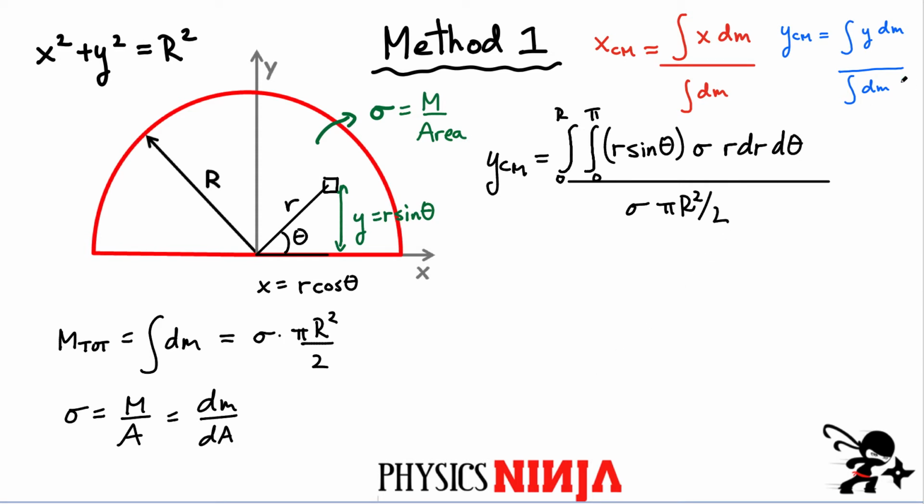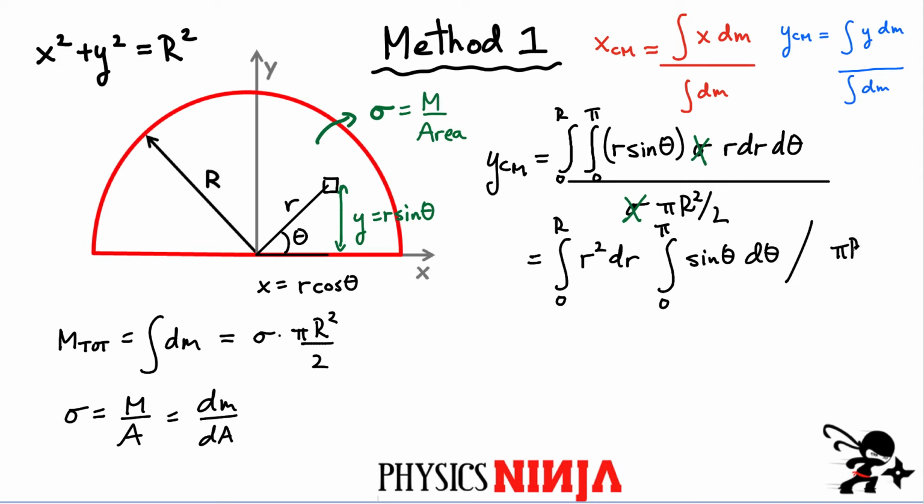And that's it. Now again, we can proceed as we did before. We have constant terms that you could take out of the integral. And what you're left with here is just a nice integral from 0 to r. If I group together all the r terms, I simply have r squared dr. And I can bring out the angle terms, and this is sine theta d theta. And all of that has to be divided by, I'm just going to write it over here, pi r squared over 2. Okay, and that's the y position of the center of mass.